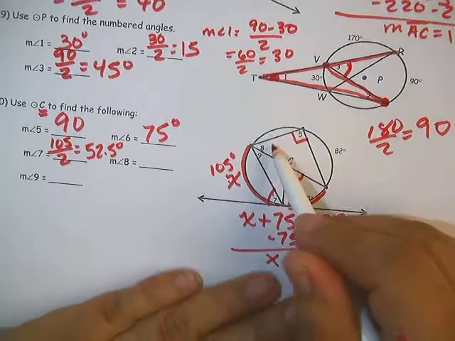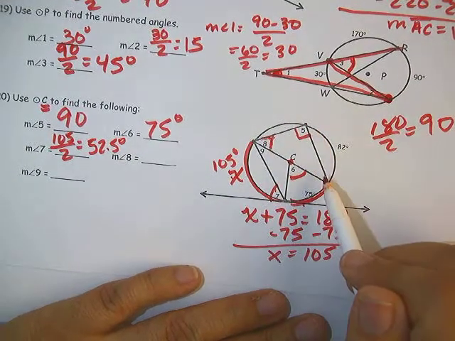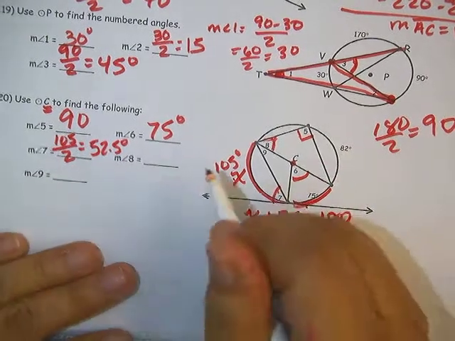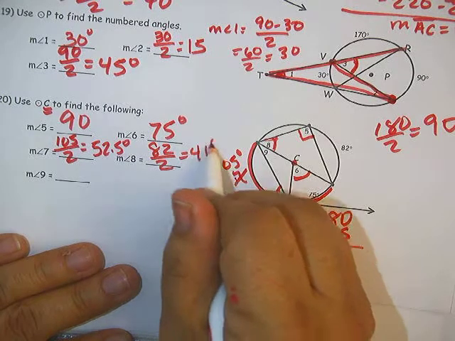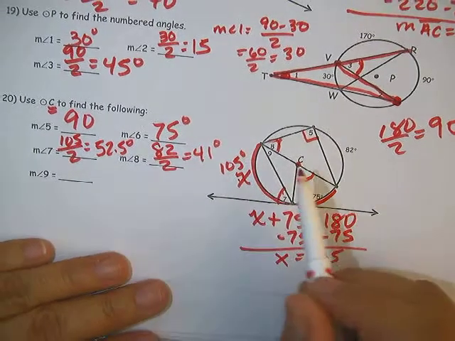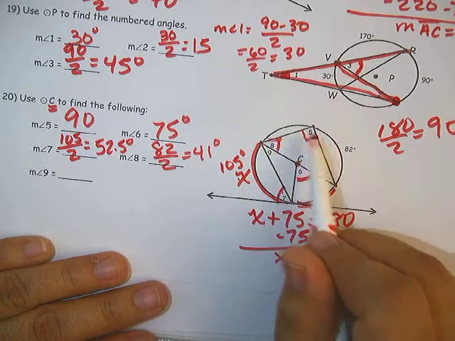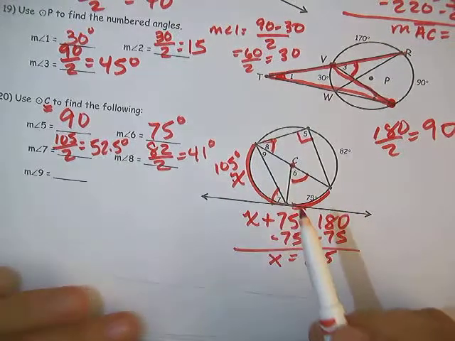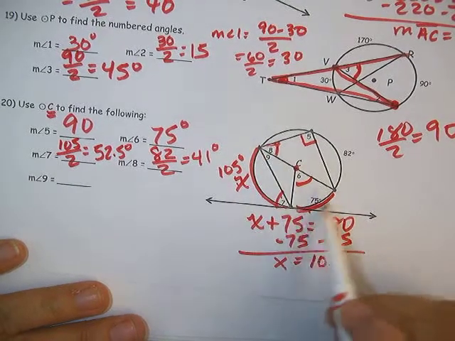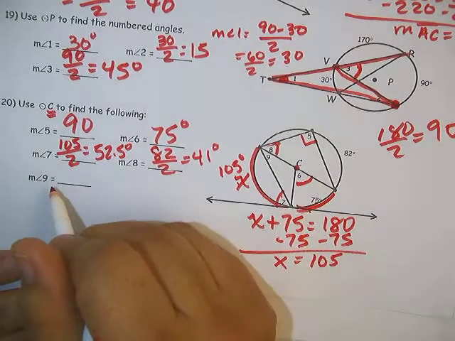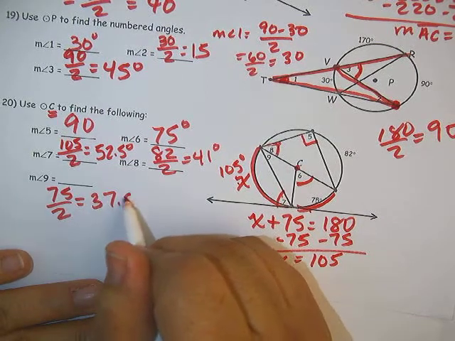Angle 8. Angle 8 right here intercepts this arc, which is 82 degrees. So that one would just be 82 divided by 2 is 41 degrees. And the reason I divided by 2 is the vertex is on the circle and the angle's inside, so I just look at the intercepted arc. The measure of angle 9, that's kind of like angle 8, but the arc for this one is 75 degrees. So I'll just say 75 divided by 2, that's 37.5 degrees.